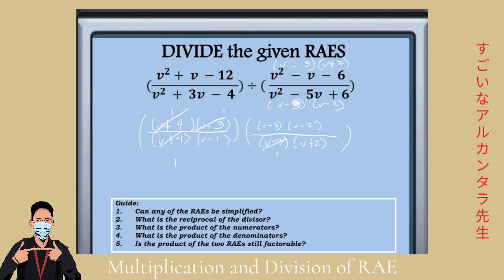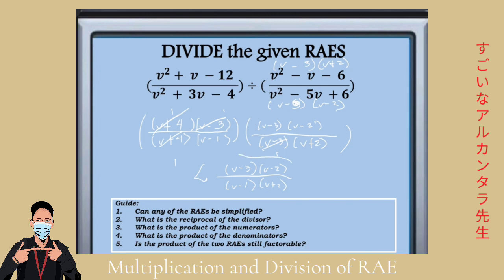But no. So, is that all we can simplify? Yes. So, v minus 3, v minus 2, all over v minus 1, all over v plus 2. I have to double check for a second. Yeah, I think we're all good. Yep, we're all good. Small mistake.